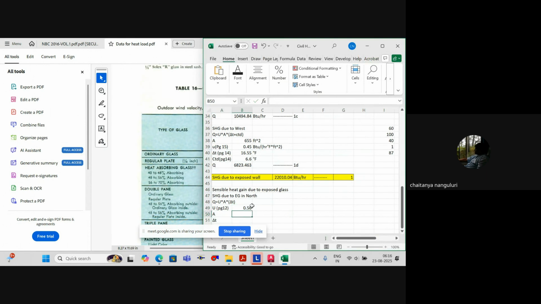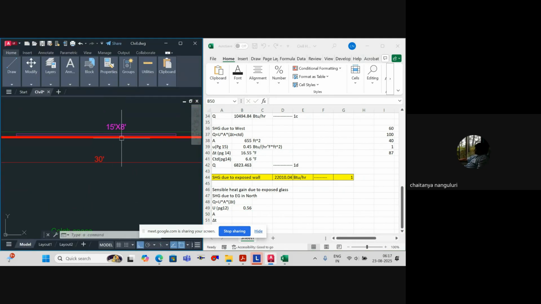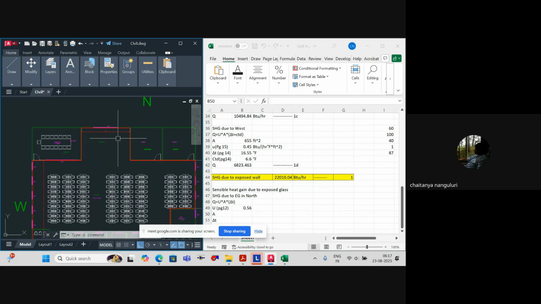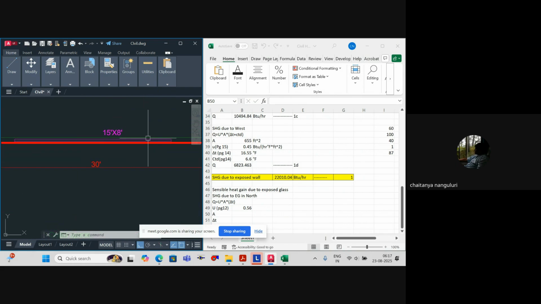Then coming to area. Area, as per the drawing, don't you think I'll be able to get it? It's 15 into 8 in the north direction, in north. It's one glass, which is equal to 15 into 8 feet.